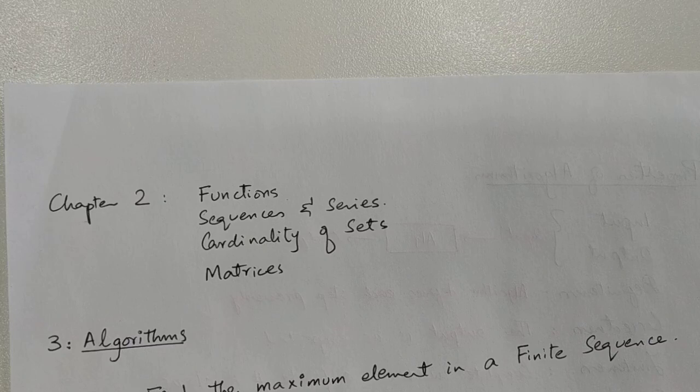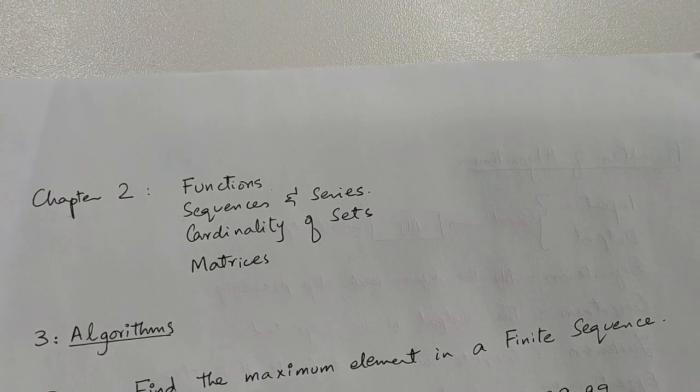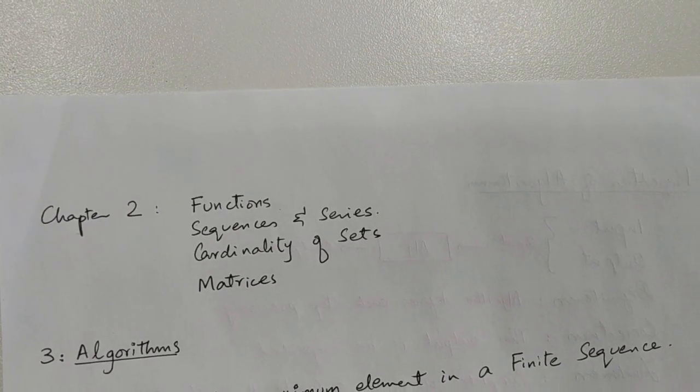I obviously just use the book and summarize whatever there is, but there might be details and examples that are more illuminating for you. So yeah, we're done with chapter 2. The last section of chapter 2 was matrices, which I'm going to skip. I won't be covering that in this course. So yeah, chapter 3, algorithms.